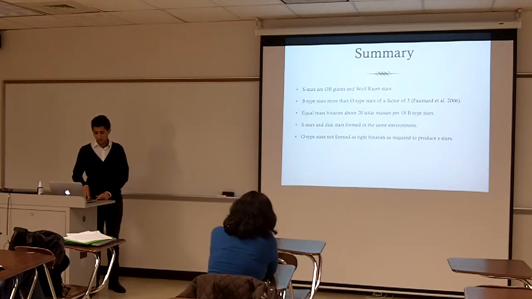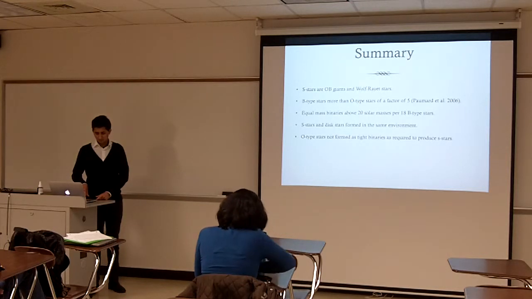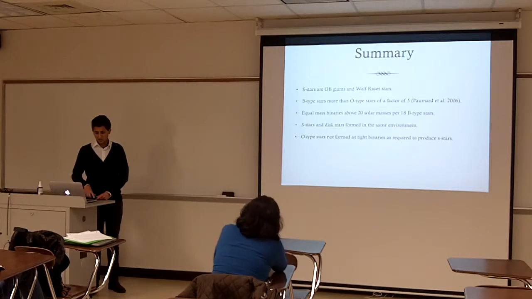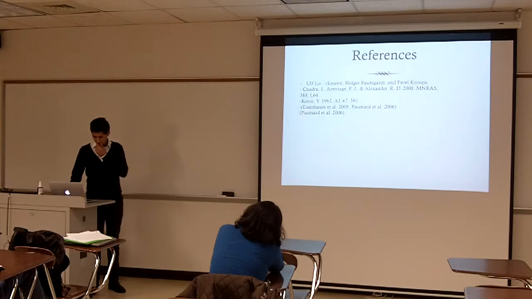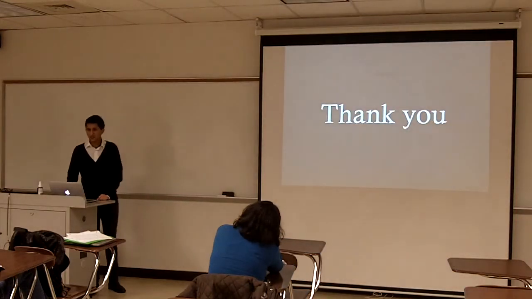So the B type stars are the majority over the O type stars, and the O type stars didn't form in the tight binaries that are required to produce the S stars. Okay, thank you.